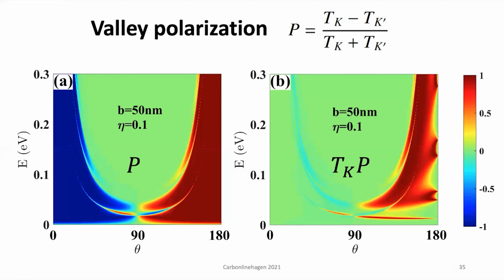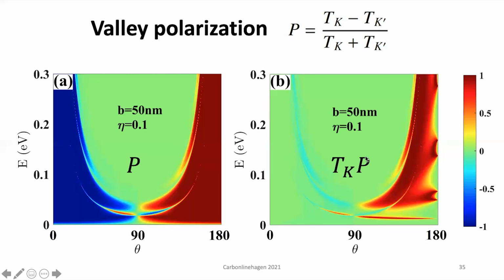Because in order to measure these polarized currents, we need to have a current. And what happens is that we not only need to know how polarized the current is, but we also need to know how strong this signal is, how much amplitude we have there, how much current we have there. In order to do that, we calculate the product of the transmission coefficient times the polarization, because that tells us how much signal we have and how polarized the signal is.